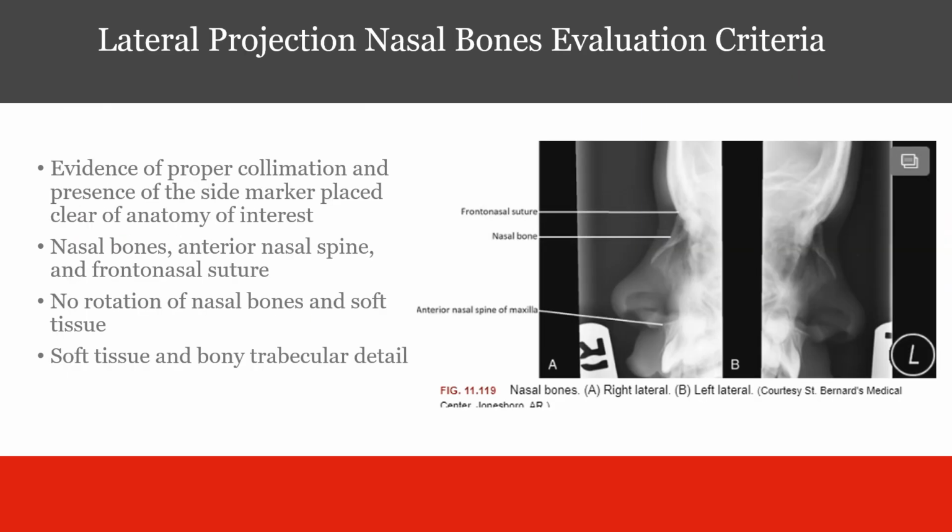And so looking at the two images for this, we're going to be taking a look at the nasal bones, anterior nasal spine, and the frontonasal suture. There should be no rotation of the nasal bones and the soft tissue.